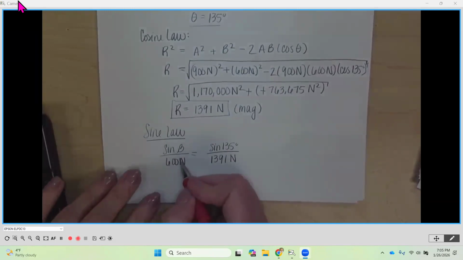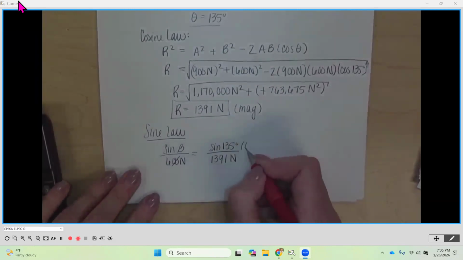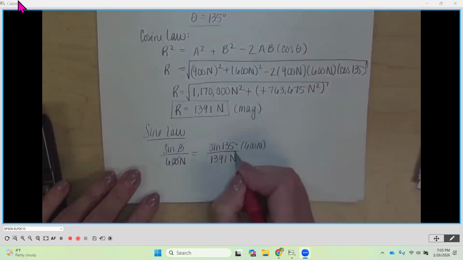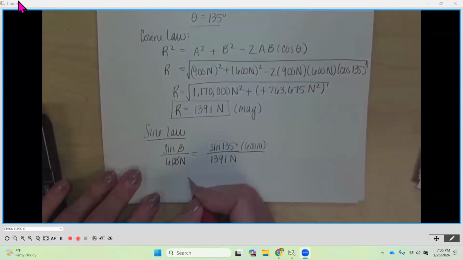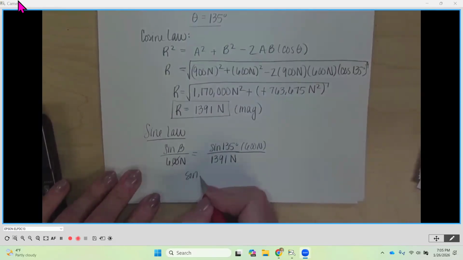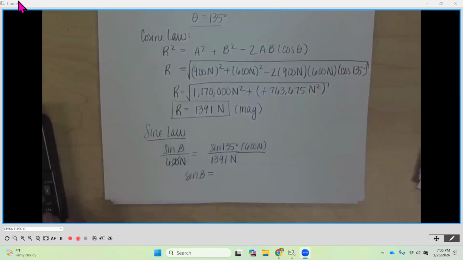All right, so I am going to take my 600 newtons and multiply it up on top here. So sine beta, I'll get that number first. You don't have to write out this separate line, but just in case you don't get the same number I do, you can compare as we go along.